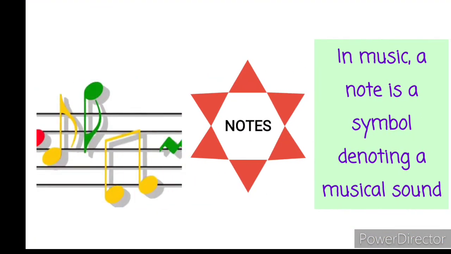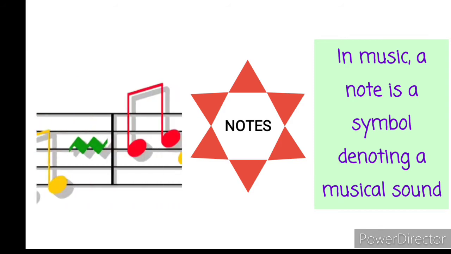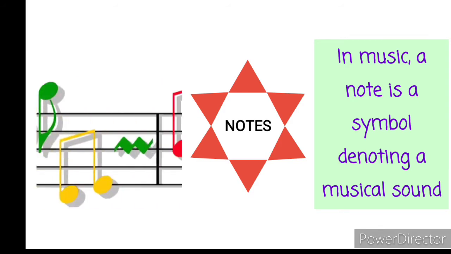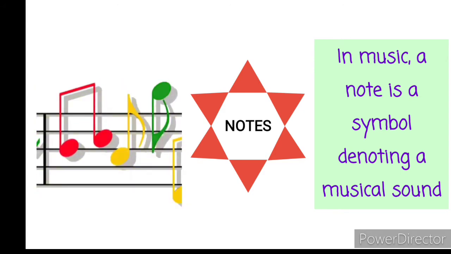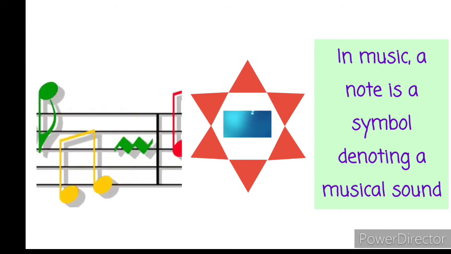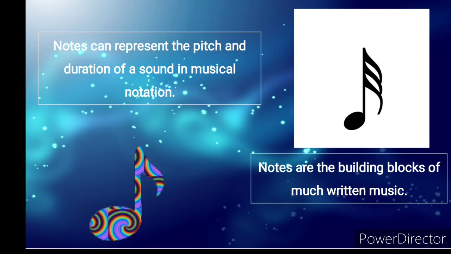In music, we can say that a note is a symbol denoting a musical sound. It is the length or duration of a sound. That's what the note is. Notes can also be referred to as that which represents the pitch and duration of a sound. That's why I say it is the length, it is the duration. How long do you play or sing a particular sound? It all depends on the notes that you are singing or playing with.